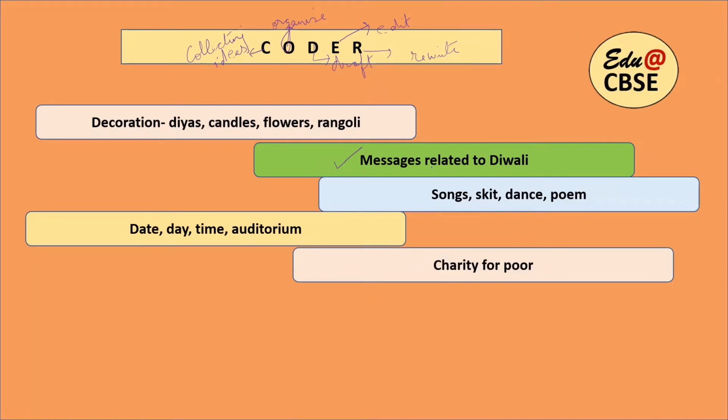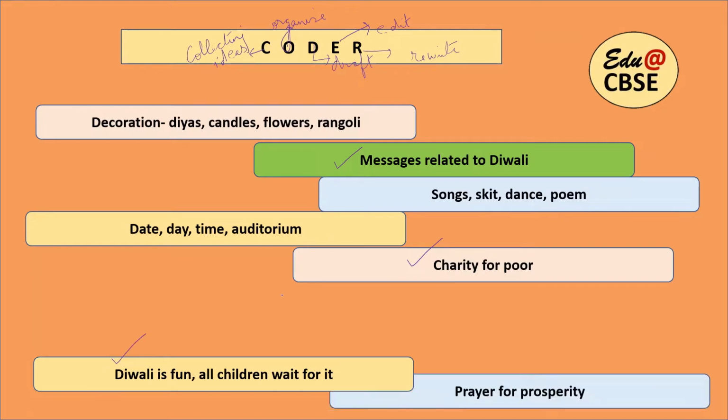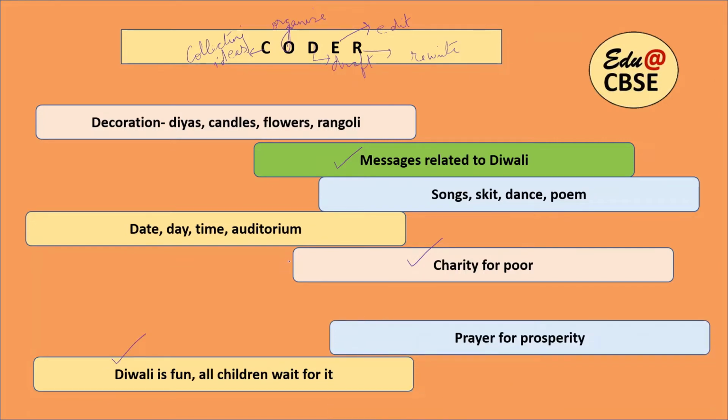Then charity. Diwali is all about giving. So charity for the poor, maybe the school has arranged that. Then a general statement about Diwali, it is all about fun. Children wait for Diwali. Then prayer for prosperity. A Diwali celebration is incomplete without prayer. Pray to the Almighty for prosperity, for health. After that, yes, Diwali gifts. Again, Diwali without gifts is not a Diwali.